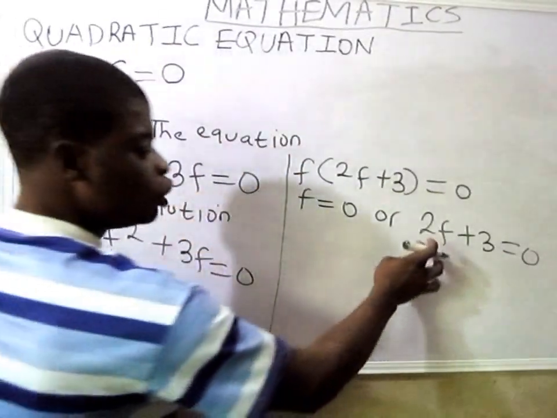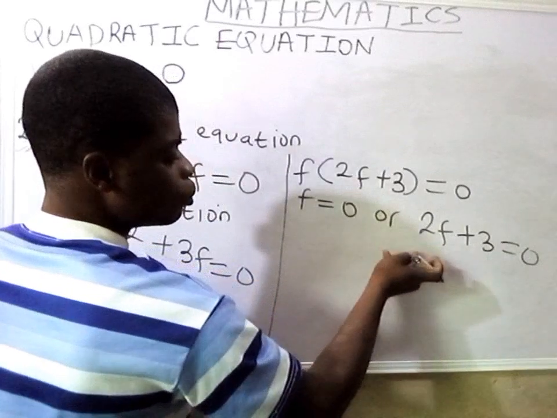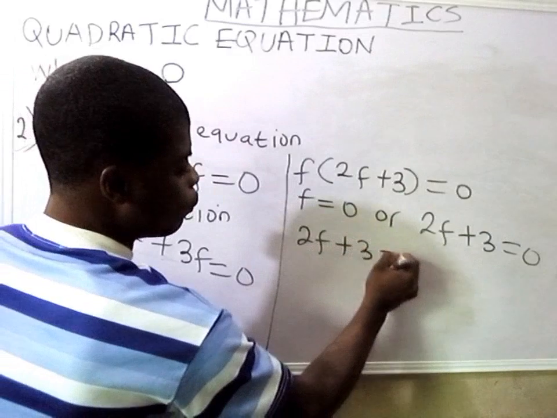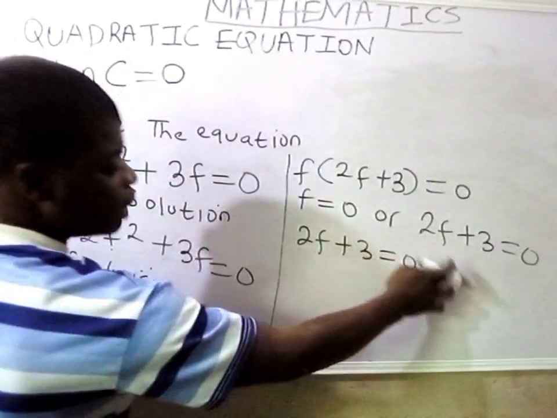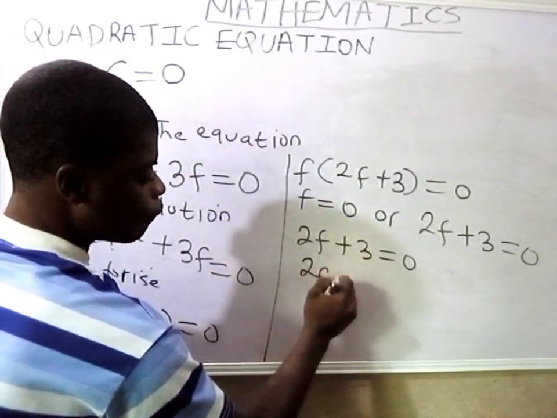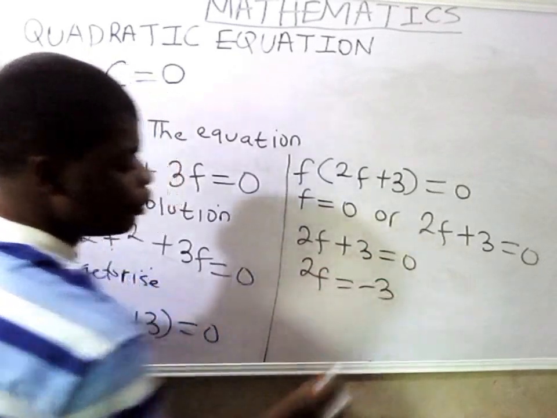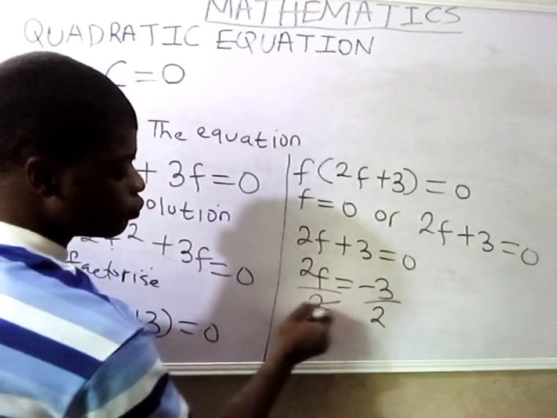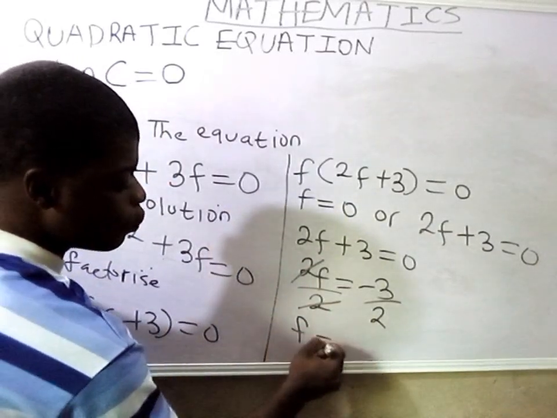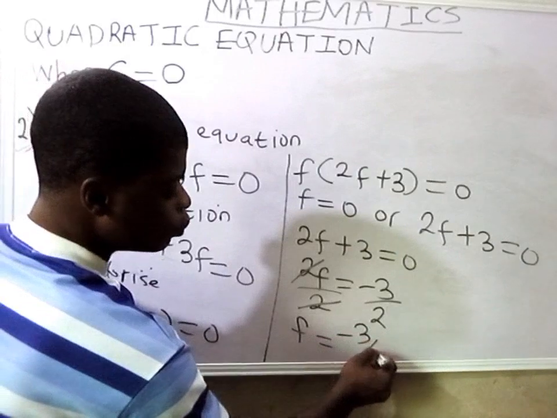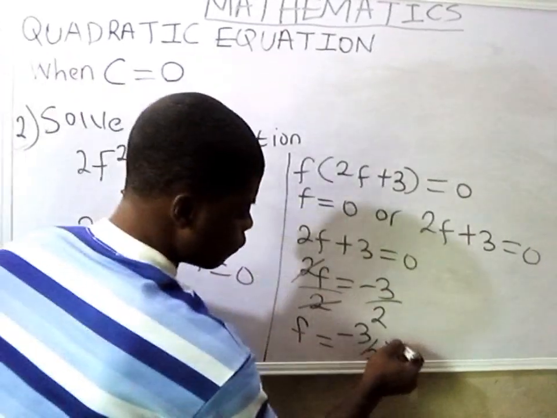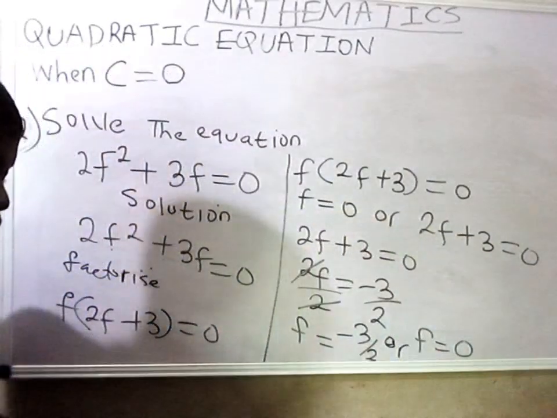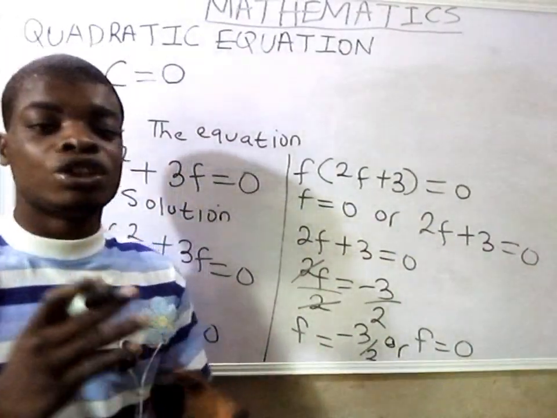Let's make f stand on its own by saying 2f plus 3 equals 0. Bring it to this side by saying 2f equals minus 3. So divide both sides by 2. So your f equals minus 3 over 2, or your f equals 0. So this is the answer to question 2.